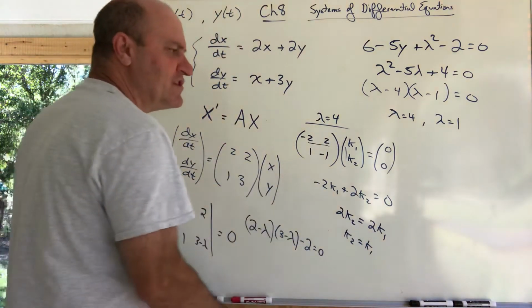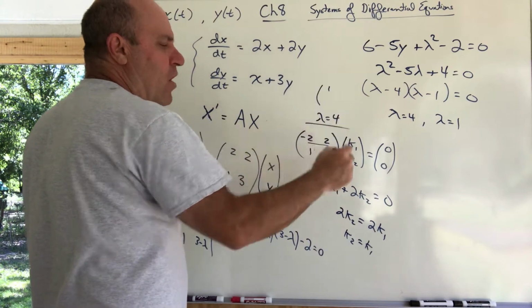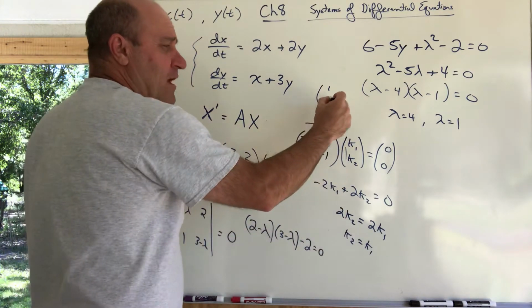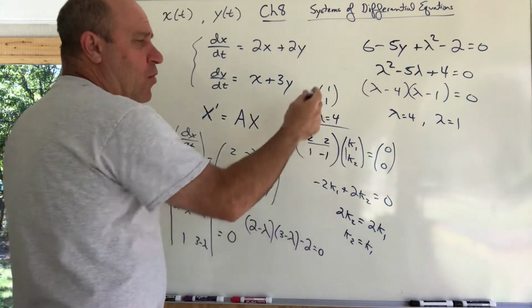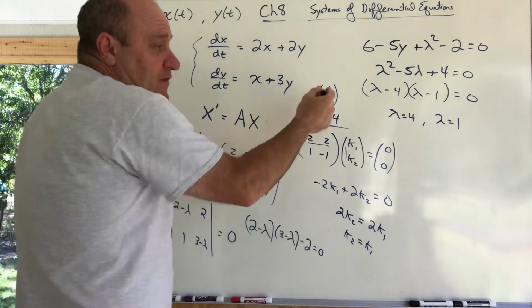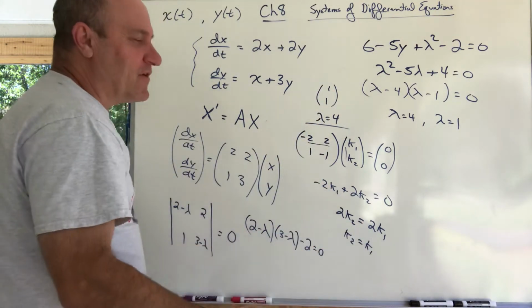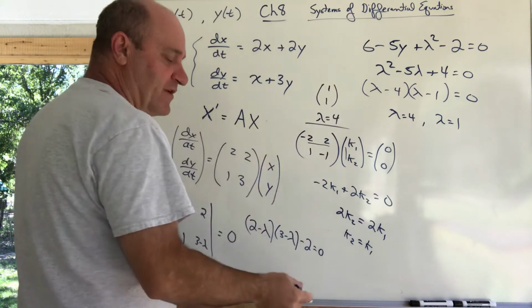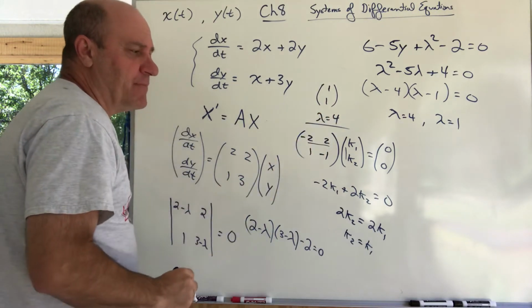So you choose K1 to be whatever you want. I would choose K1 to be a 1. If K1's a 1, then what's K2? K2's a 1. They're non-zero, so they can't be zeros. A 1 and a 1. It could be a 2 and a 2, or a 3 and a 3, or a 4 and a 4. It doesn't matter. It would be a parallel vector if it was. But just pick something easy. 1 and 1. So there we did it. We found the eigenvector that goes with the eigenvalue.